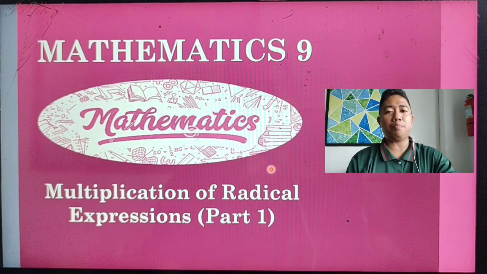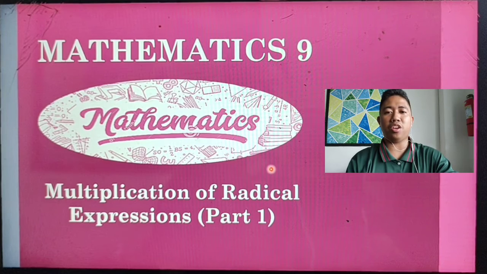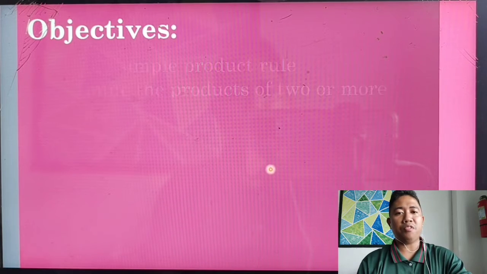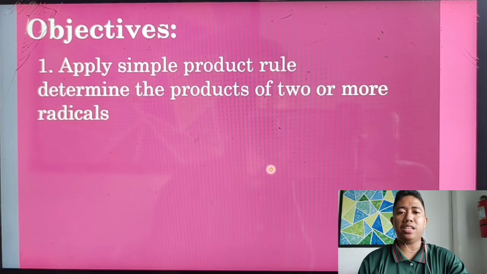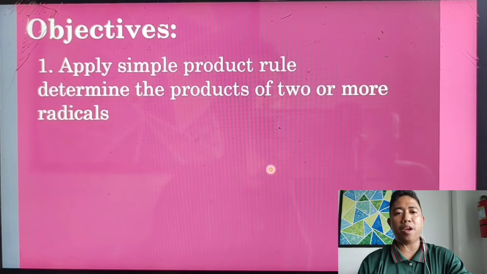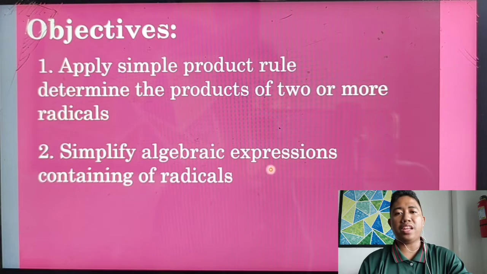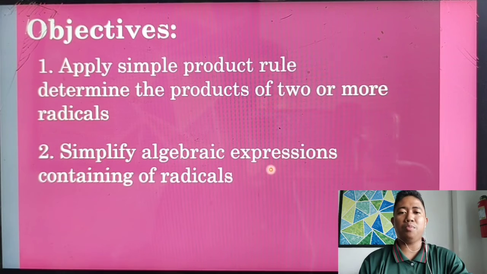In this video, this is part 1 of your lesson, in which we are talking about the multiplication of radical expressions. Let us start with our learning objectives for today's lesson. First, we are going to apply the simple product rule to determine the products of two or more radicals. And second, you will simplify algebraic expressions containing radicals using the multiplication properties. Okay, let's move on to our lesson proper.